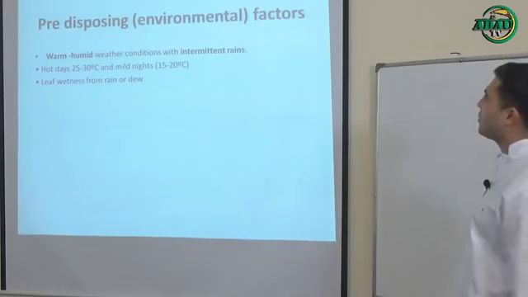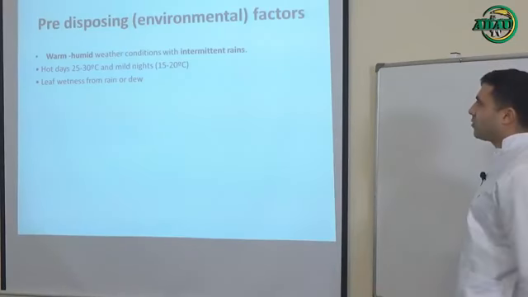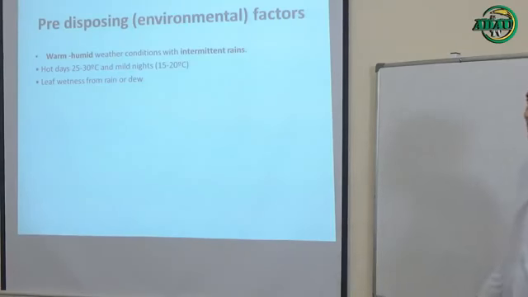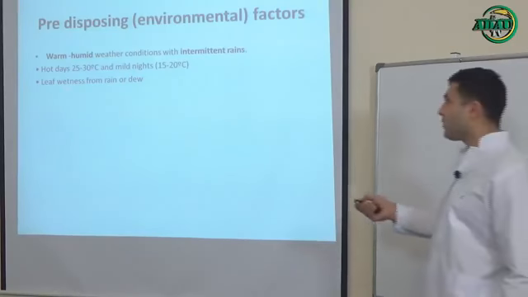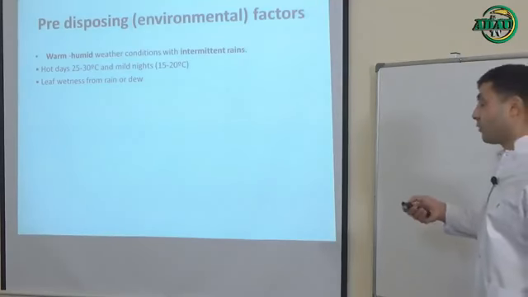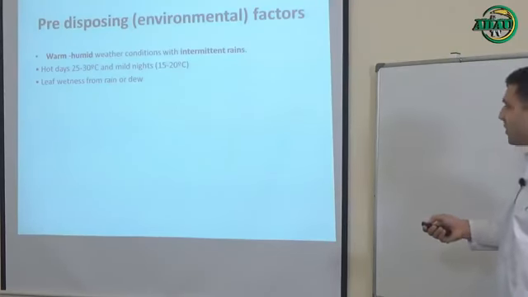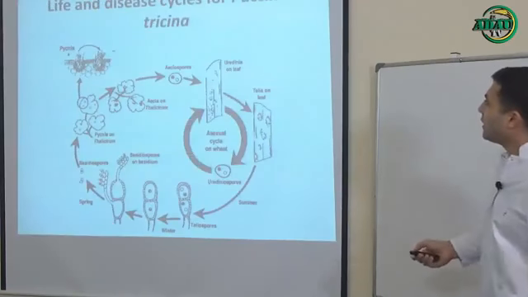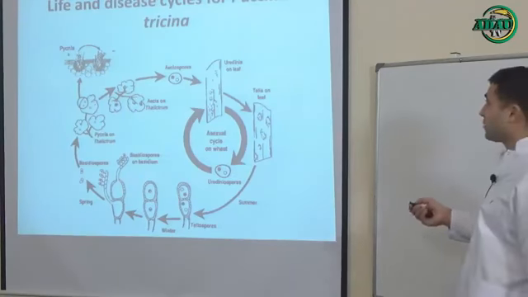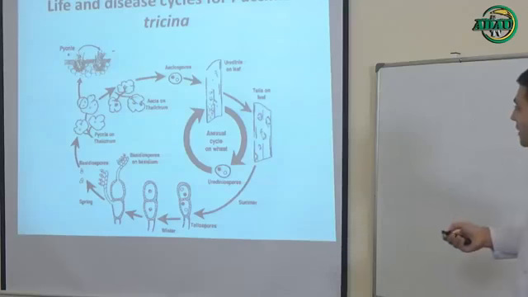So what about the environmental factors? Warm, humid weather conditions with intermittent rains, and also hot days, which I told you before, like other diseases. Between 25 and 30 degrees is an available condition for the development of disease, and leaf wetness from rain and also dew. And again here you can see the life and disease cycles of Puccinia triticina on wheat plants.